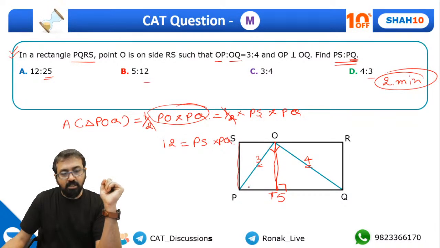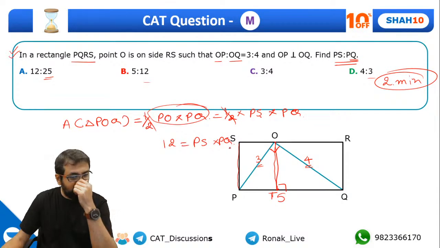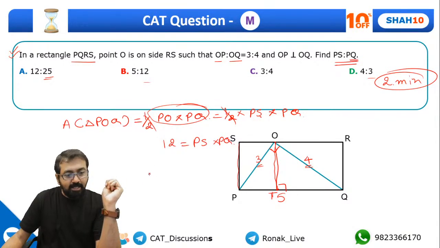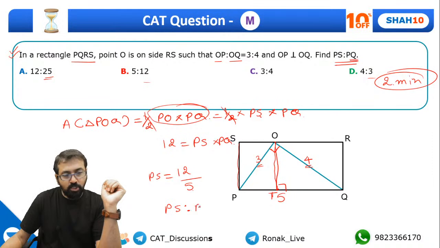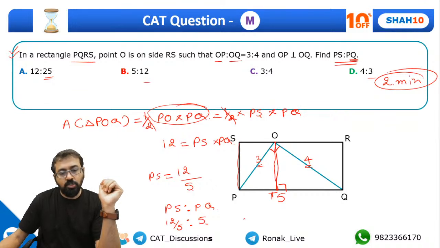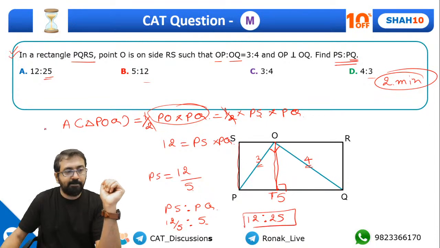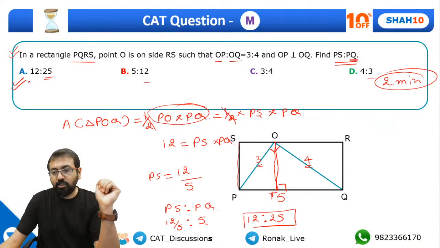Correct. And what is PQ? 5. So can I say PS should be equal to 12 by PQ, that is 5. So PS should be 12 by 5. Correct. Okay, so what is PS is to PQ? It's 12 by 5 is to 5. So this will come out to be 12 by 25. So now it's correct. Did you get the logic?